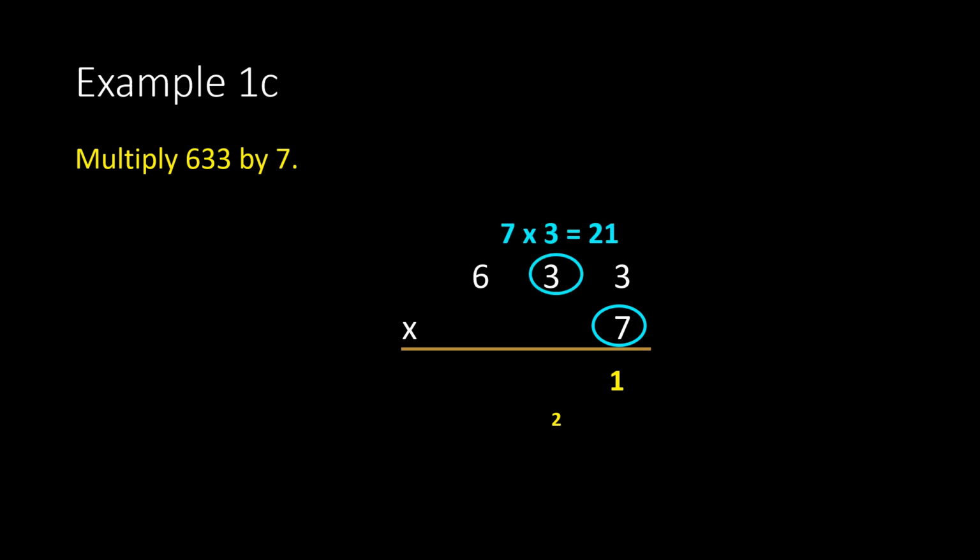Next, we multiply 7 by 3 to give us 21, and then add this to the 2 here to give us 23. And we write 23 as shown here. Next, we multiply 7 by 6. This is equal to 42, and we add this to the 2 we've carried over here to give us 44, and 44 is written as shown.